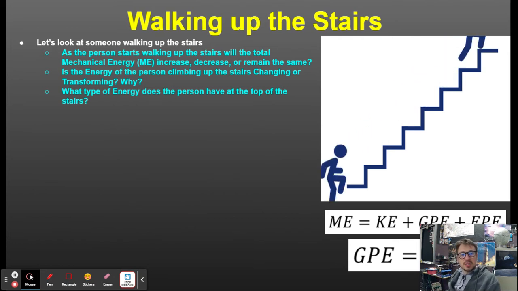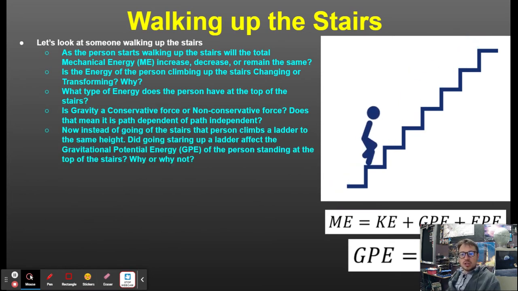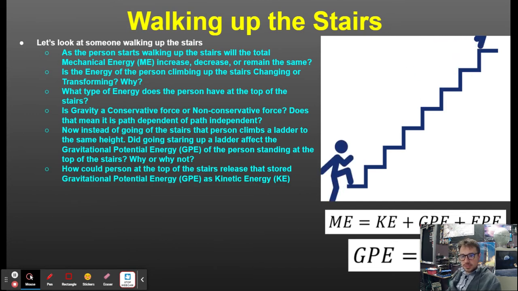At the very top of the stairs, that person has gravitational potential energy. Now, gravity is a conservative force, so it doesn't matter that that person went straight or walked up the stairs or would climb up a ladder. At the end of the day, if they're at that height, they have mass, gravity's pulling on them, they have gravitational potential energy. It's path independent. So it doesn't matter what path you take. At that height, they're going to have that. So we can calculate that. That actually makes the math easier.